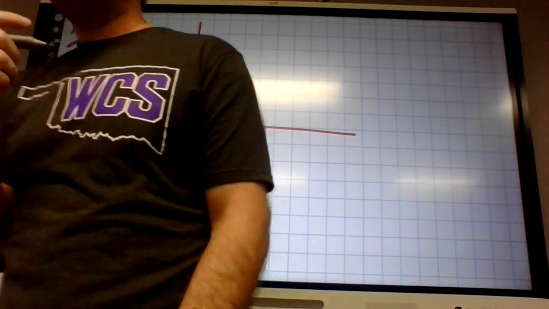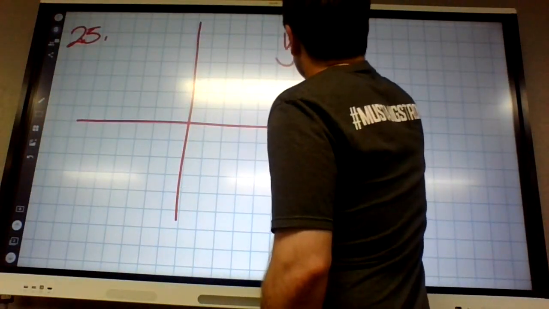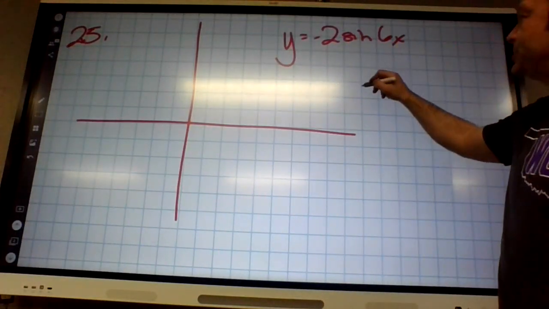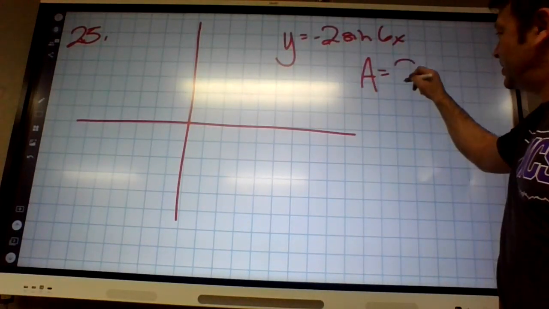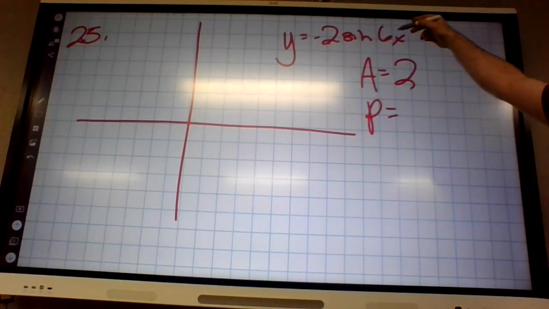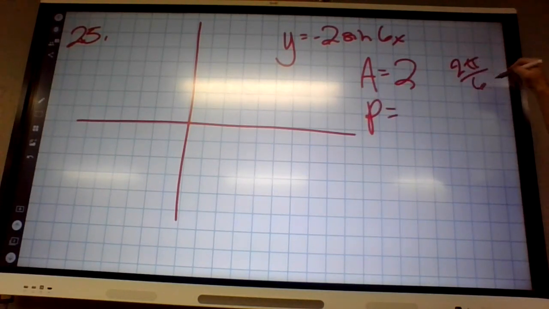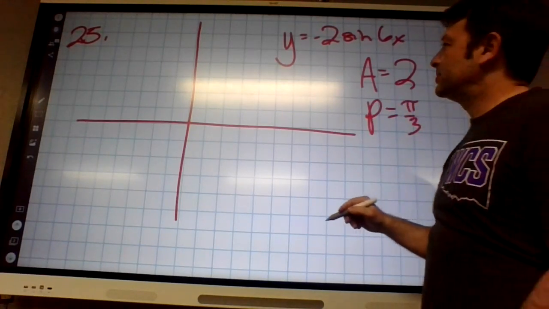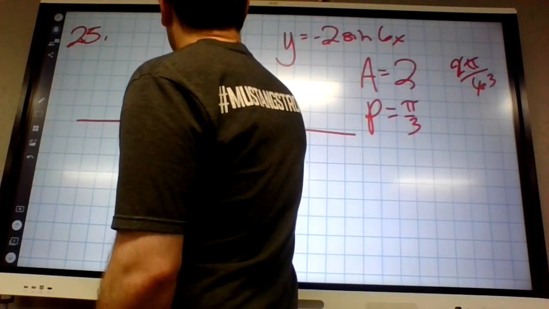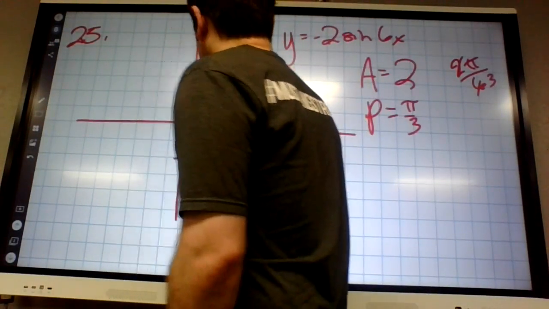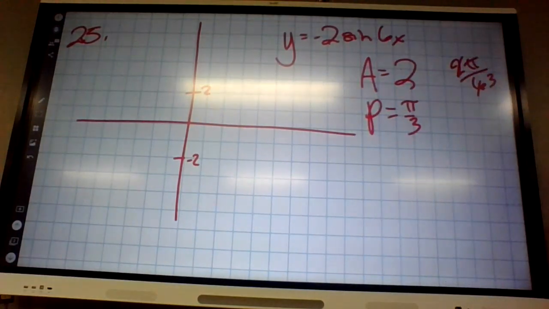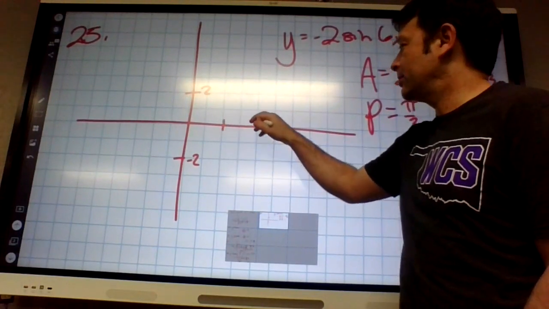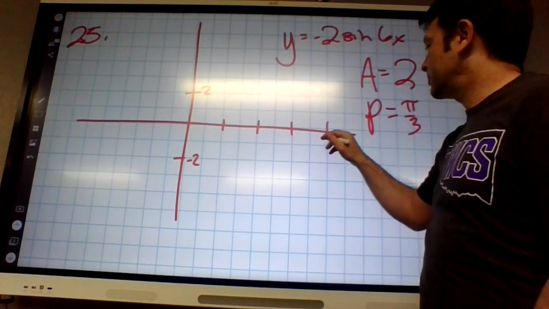25. Y equals negative 2 sine of 6x. Okay, what is the amplitude? 2 right there. What is the period? 2 pi divided by 6, which reduces to pi over 3. So the amplitude is 2. I guess I'll just put a normal 2 in there. Pi over 3. So I'm going to make my fourth mark pi over 3.